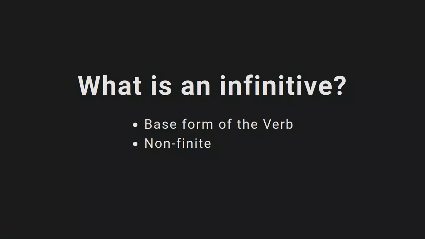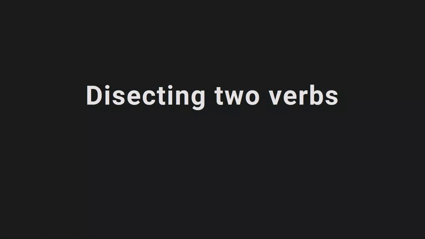It's non-finite, right? So as opposed to if you say hablo, which is the first person singular form of the verb, I speak, this implies a singular number. Or if you say hablamos, there's a plural number, right? So a finite number is included in the description of the verb. However, infinitives are, by definition, non-finite. They have no number. Now let's dissect two verbs to explain this.